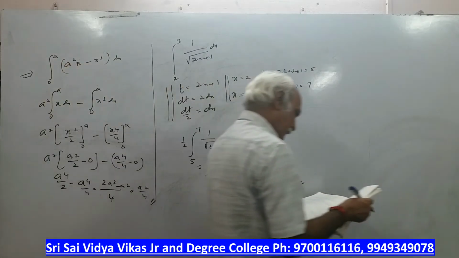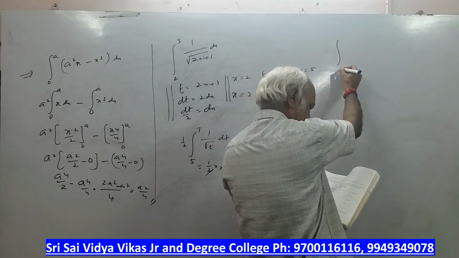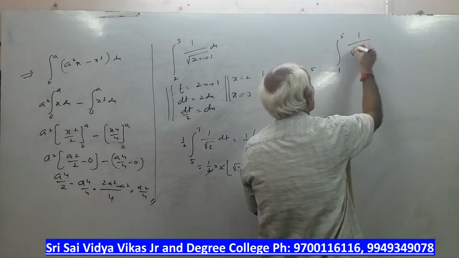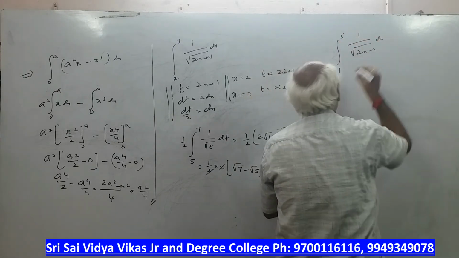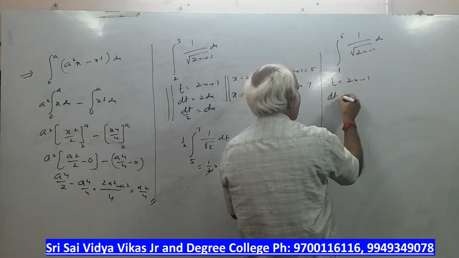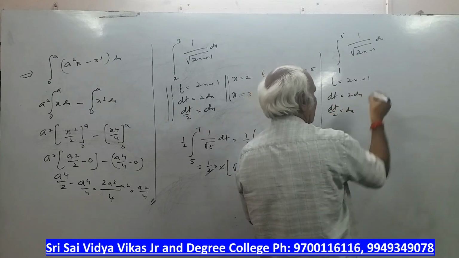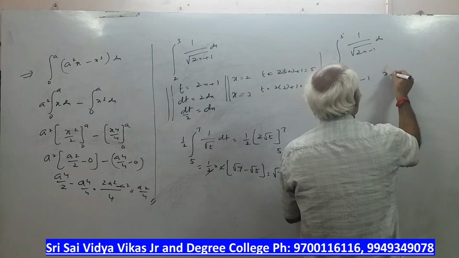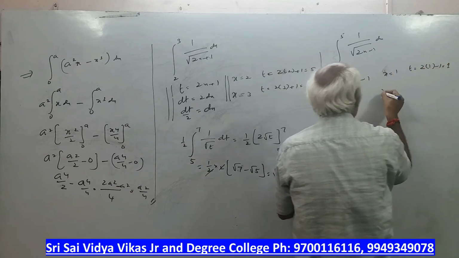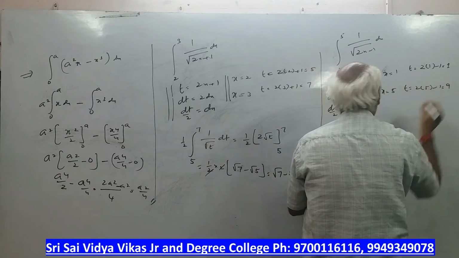Next, integration from 1 to 5 of 1 by root of 2x minus 1. Again t is equal to 2x minus 1, dt is equal to 2 dx, dt by 2 is equal to dx. Okay, again x is equal to 1, t is equal to 2 into 1 minus 1 which is 1, x is equal to 5, t is equal to 2 into 5 minus 1, 9. So put the limits.